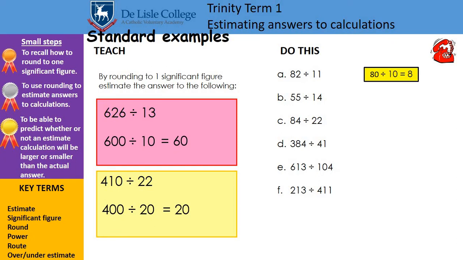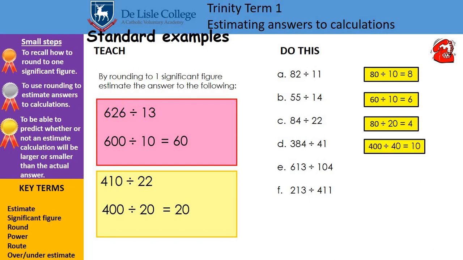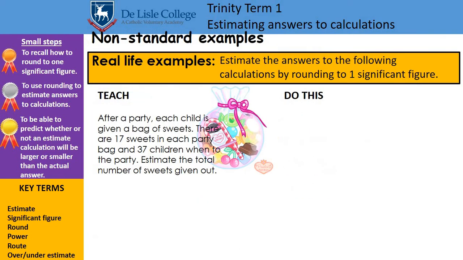Right, lovely, so you should have done 80 divided by 10, 60 divided by 10, 80 divided by 20, 400 divided by 40, 600 divided by 100, and 200 divided by 400. Lovely. Right, we're going to have a look at some non-standard examples. So I'm going to teach you one and then you'll have a go at one yourself.